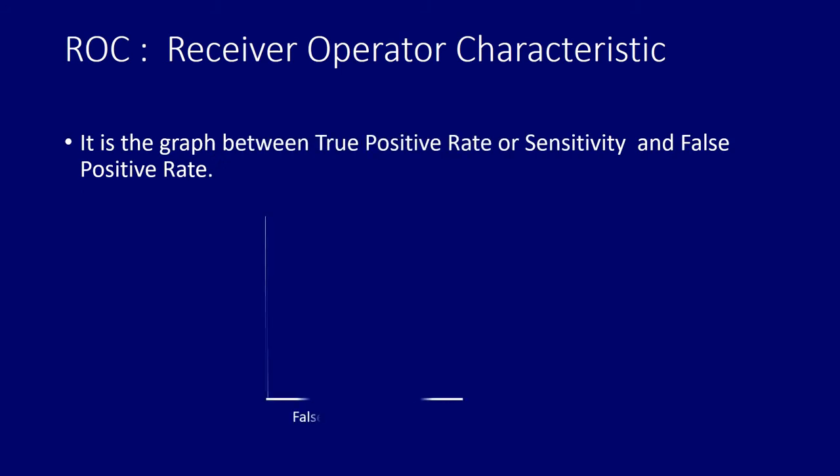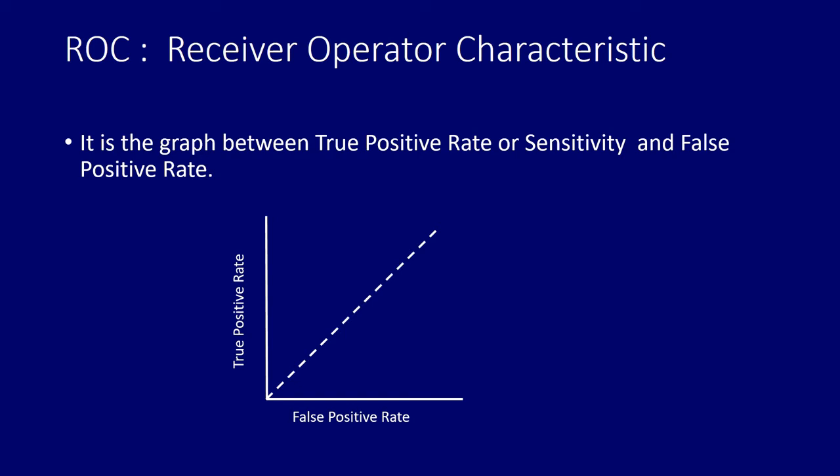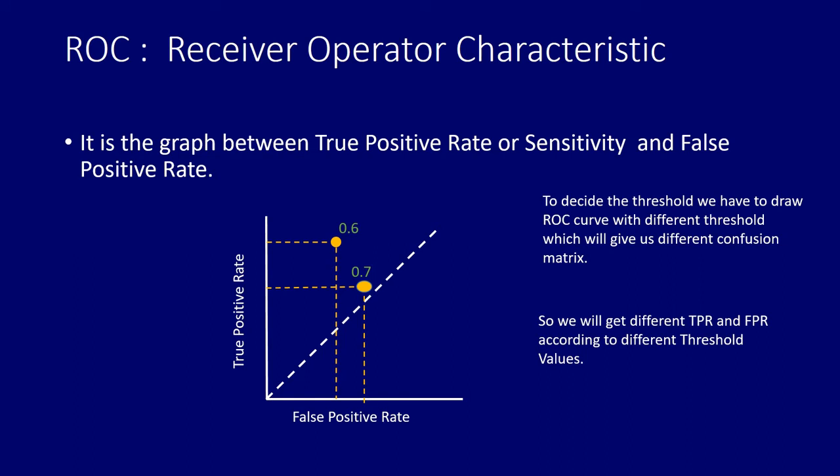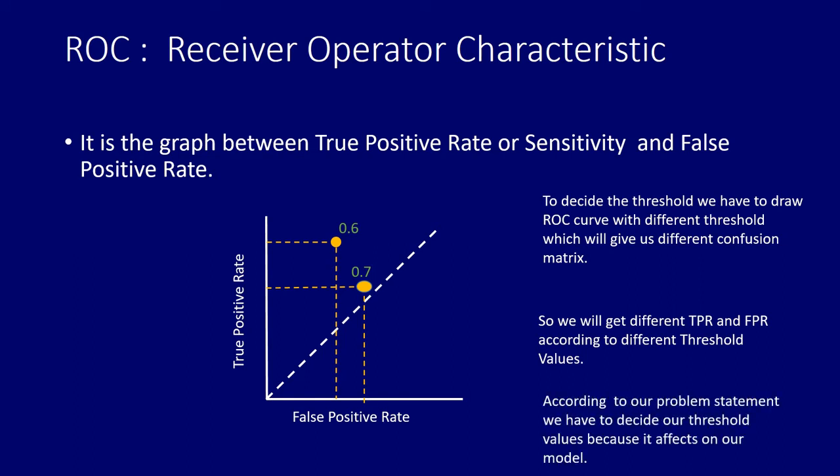To decide the threshold for our model, we can use ROC. It is the graph between the true positive rate, or sensitivity, and the false positive rate. To decide the threshold we have to draw the ROC curve with different thresholds, which will give us different confusion matrices. So we will get different true positive rates and false positive rates according to different threshold values. According to our problem statement we have to decide our threshold value because it affects our model.